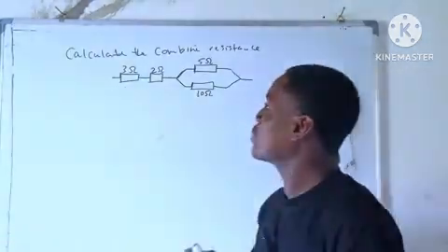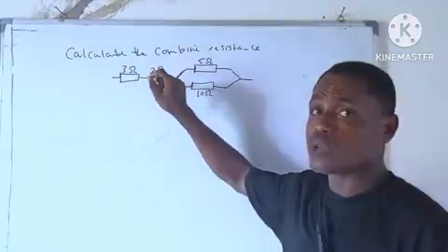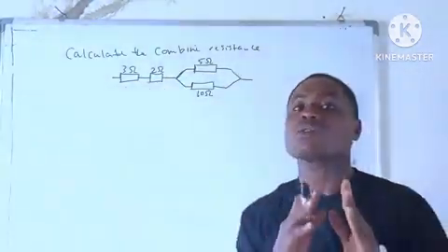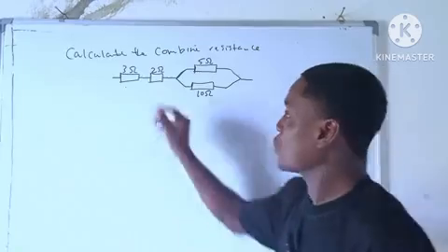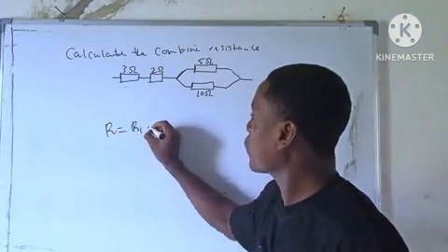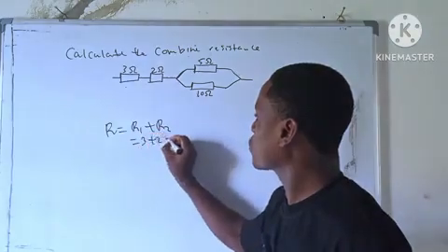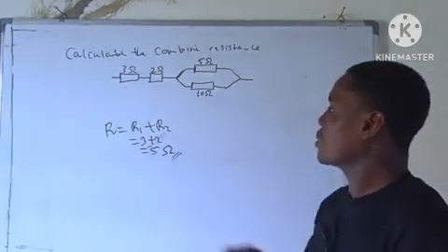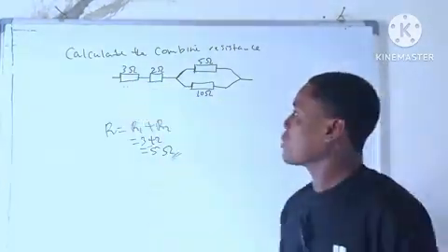Now, the first thing we need to do is to calculate the equivalent resistance of these two resistors. You've known how to calculate for connection in series now, isn't it? It's just to add them together, right? Equal to R1 plus R2. So equal to 3 plus 2 equal to 5 ohm. So this is the value of these two resistors in series, right?